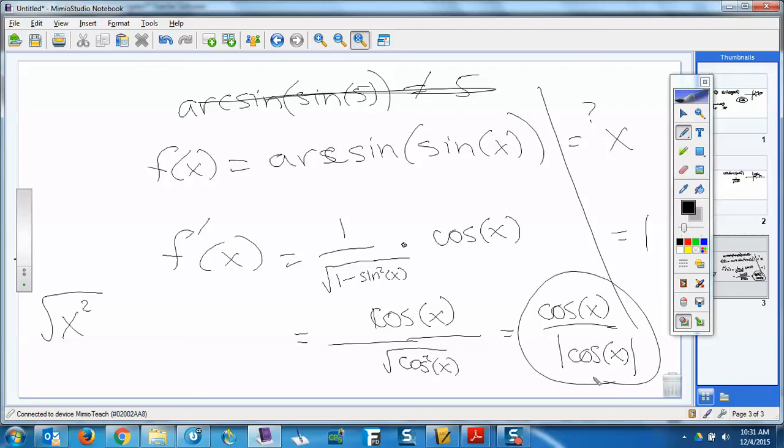Okay? Now, think about what that would be. What's cosine over absolute value of cosine? Well, if cosine's positive, then what does that equal? 1. If cosine's negative, negative 1.